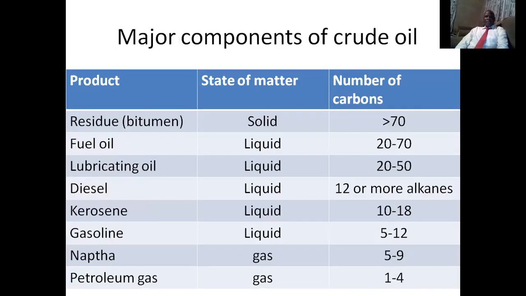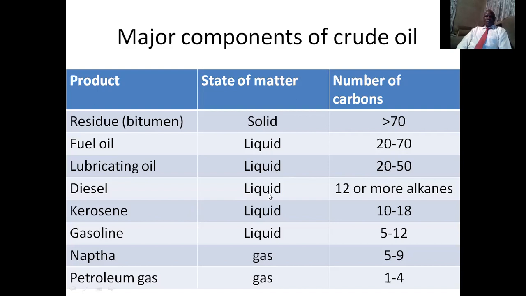And so here I'm just looking at the products which we produce, which we've looked at here, the state in which each is, and also the number of carbon atoms. And we realize that bitumen is a solid, that's why it's used on roads. And the number of carbon atoms is greater than 70, while fuel oil, which is a liquid, has between 70 and 20 carbon atoms. Lubricating oil is a liquid, which has between 20 to 50 carbon atoms.